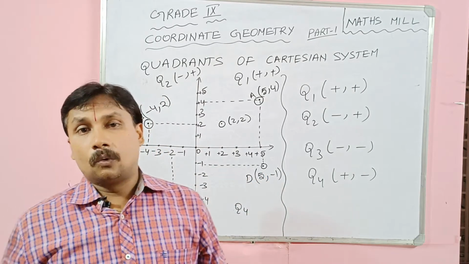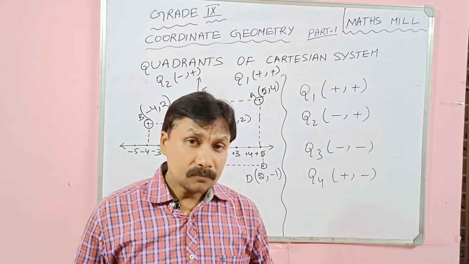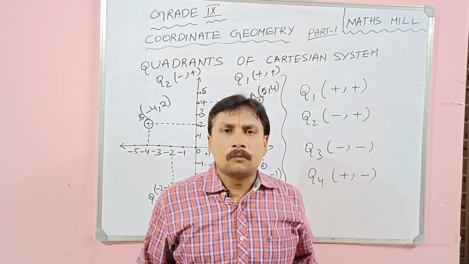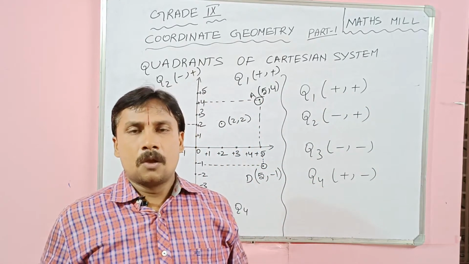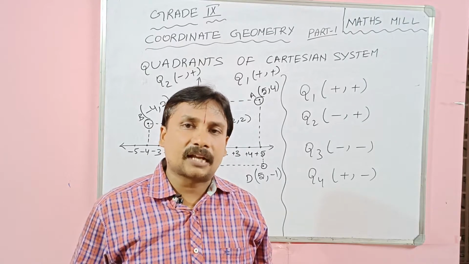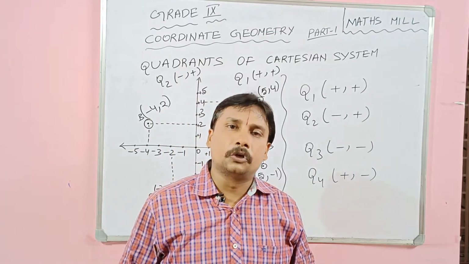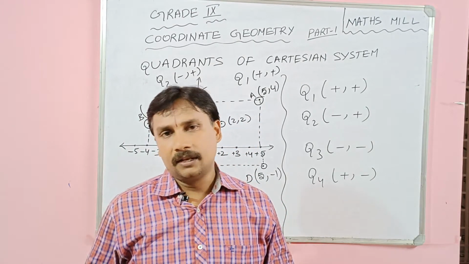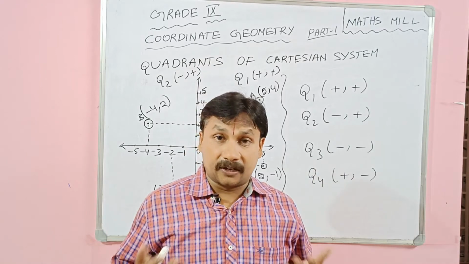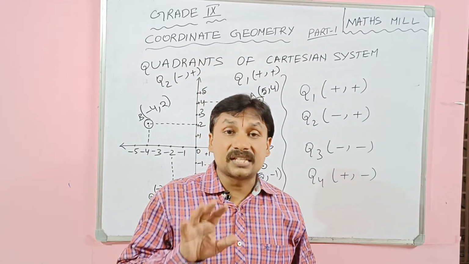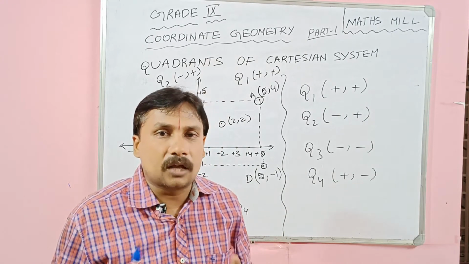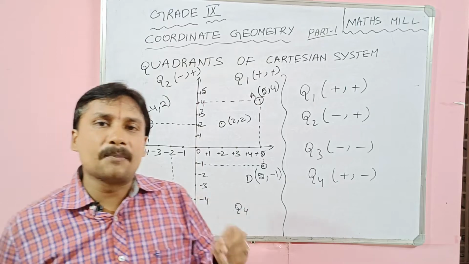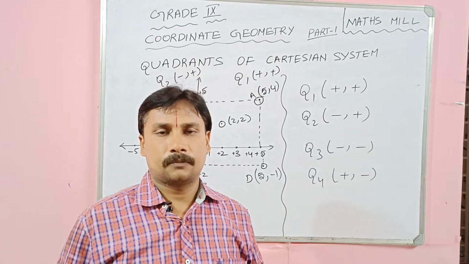So like this, we have to plot the points as well as learn the nature of the quadrants also. Very easy and important. Why it is important: in the coming year, 10th grade, you have to learn about the distance formula, section formula, area of a triangle, area of a quadrilateral, all this you have to learn. So if you are thorough with this concept, surely the upcoming concepts will be very easy for you.